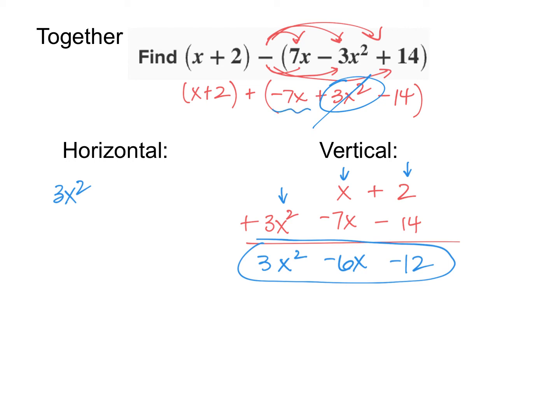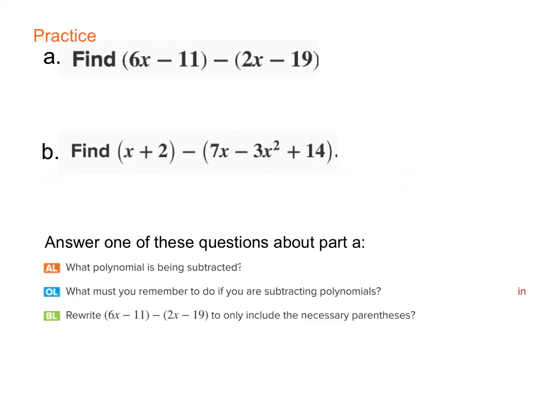I see a negative 7x and a positive x. That would give me negative 6x. I like to cross those off. And then finally, a positive 2 and a negative 14 is negative 12. So no matter which way you did it, you got the same answer. All right, why don't you guys go ahead and pause the video and try these two real quick.